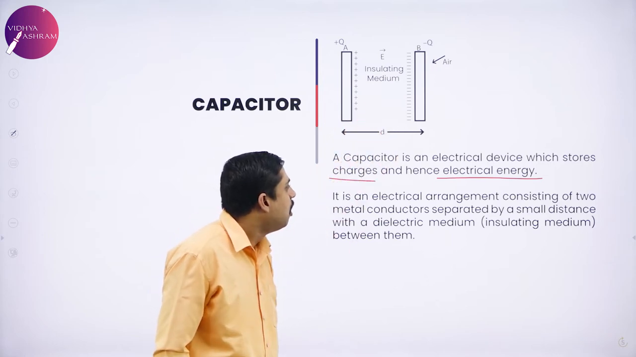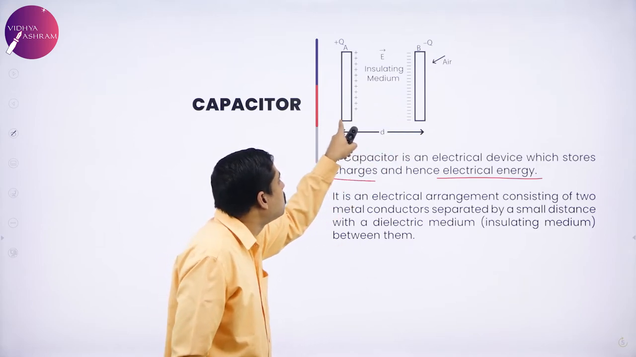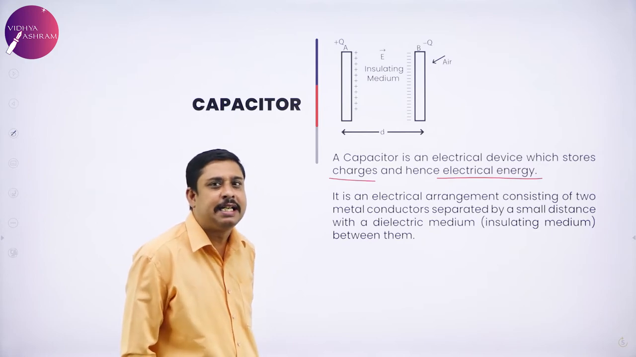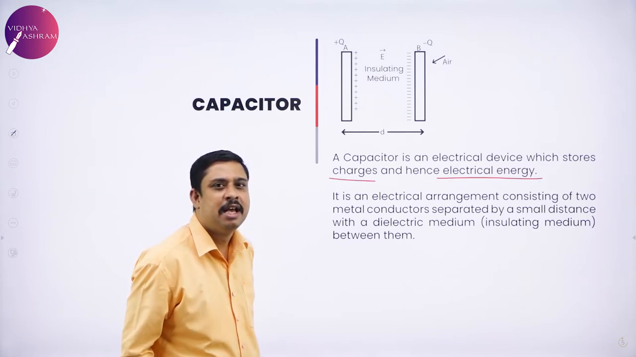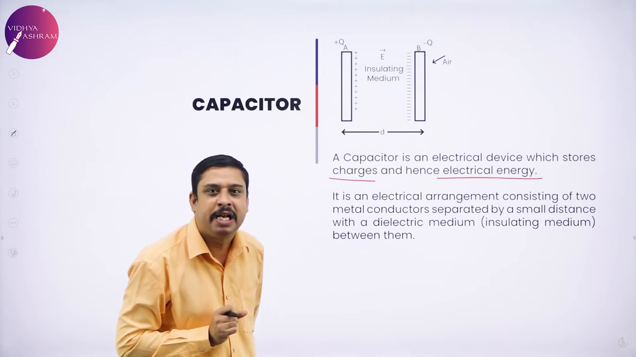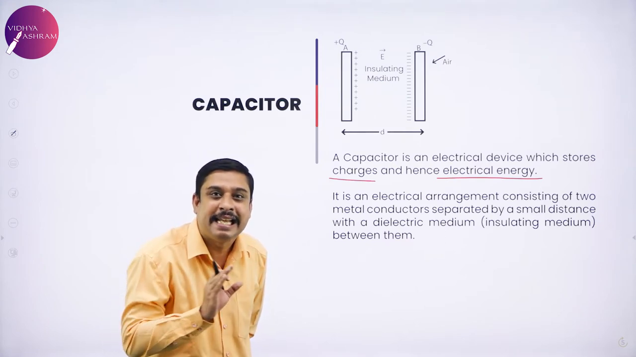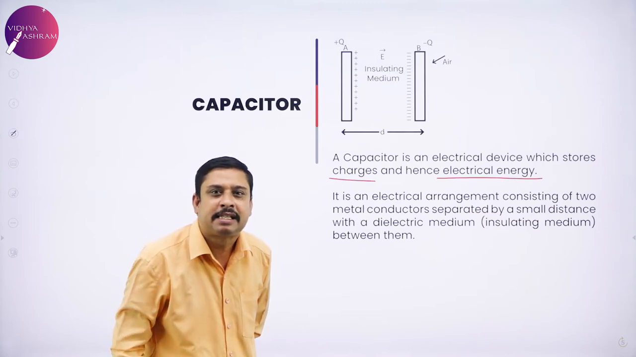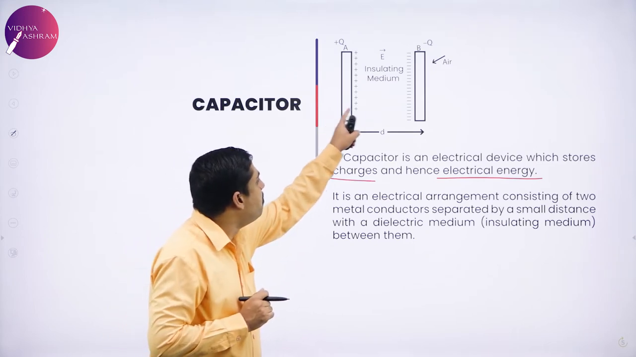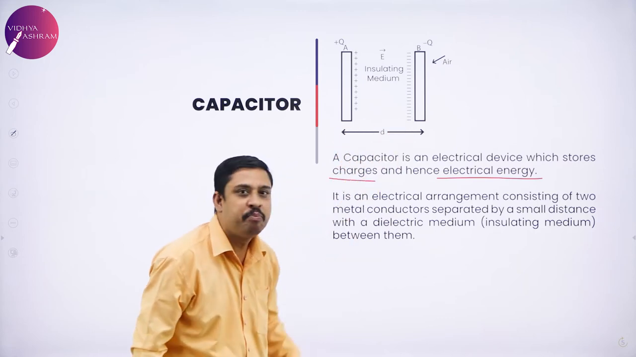So a capacitor is an electrical arrangement which has two charged metal plates separated by a very small distance. Why? Just in the next topic I will discuss. The two charged, conducting metal plates which constitute a capacitor should be placed with a small distance of separation. There is a practical possibility here: the two metal plates are charged, separated by some distance.